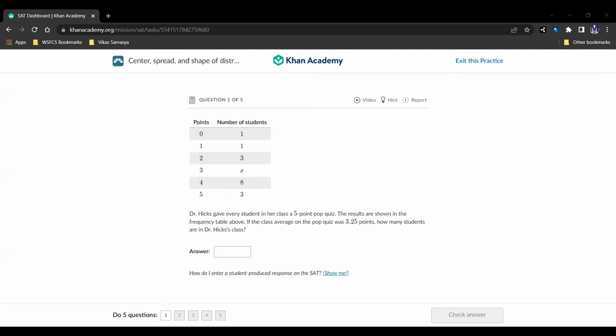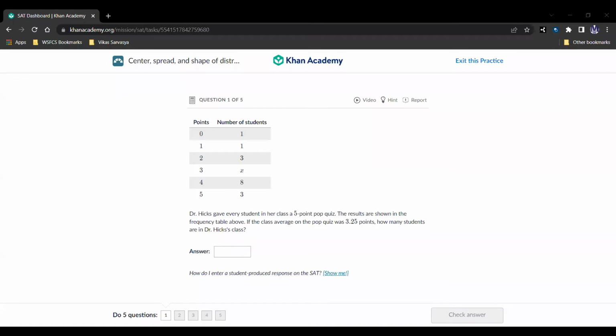And with that, let's get started on our first question. We are given a table with the points on one side and the number of students on the other side, and we are told that Dr. Hicks gave every student in her class a 5-point pop quiz. The results are shown in the frequency table above. If the class average on the pop quiz was 3.25 points, how many students are in Dr. Hicks's class? All right, let's see what we can do here.